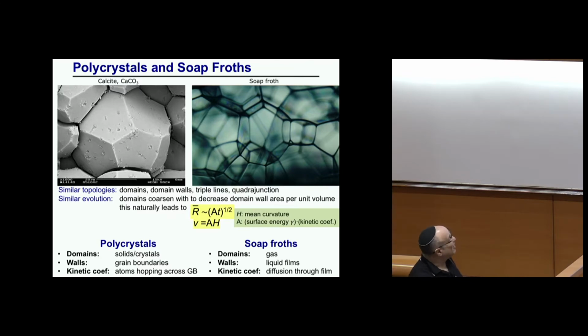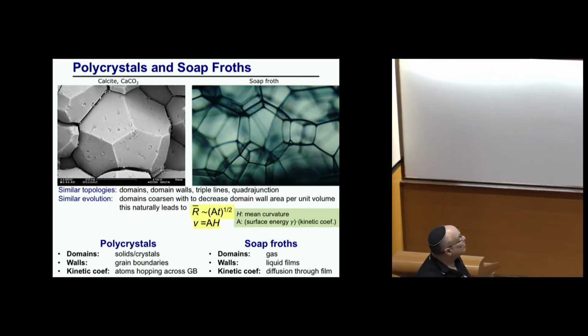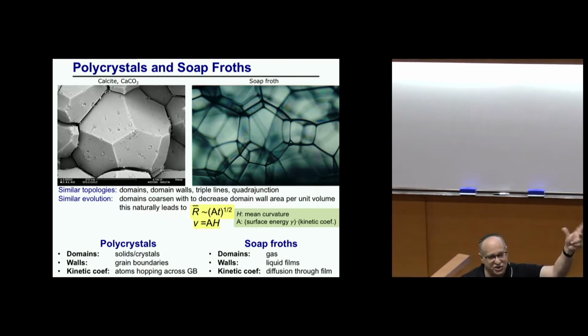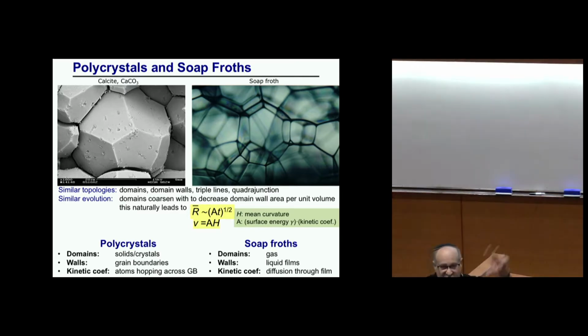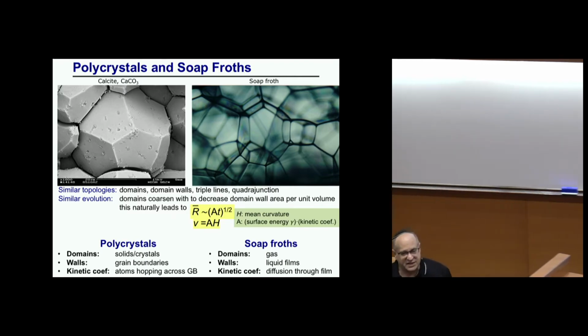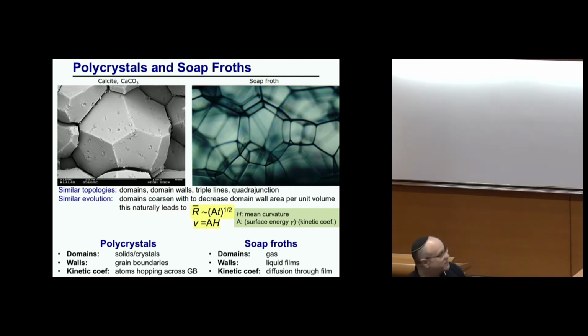In the case of a soap froth like this, the interior of the domains is a gas. In a polycrystalline material, the inside of each of these domains is a crystal made up of atoms in a regular lattice. The walls between domains here are liquid films. Here, there are the defects we call grain boundaries. A grain boundary is where the crystal orientation changes discretely. Both grains have exactly the same crystal structure; they're just different orientations in space. And again, the grain boundary is just where you have a discontinuity in the orientation of the lattice.